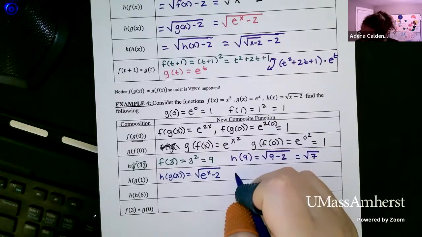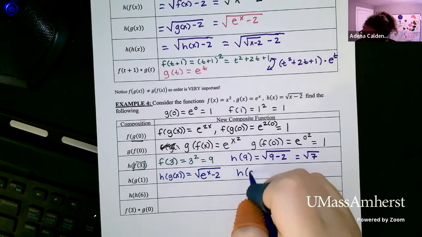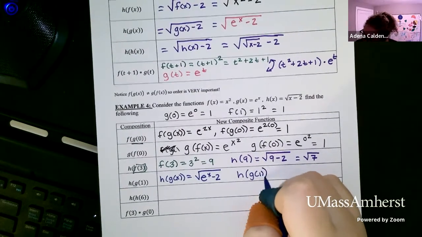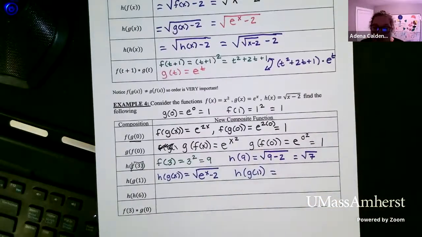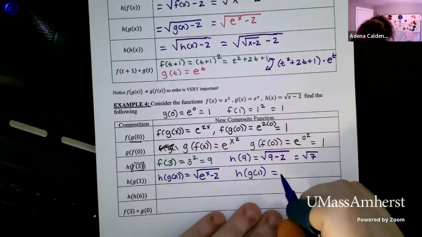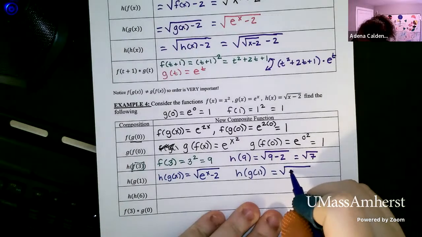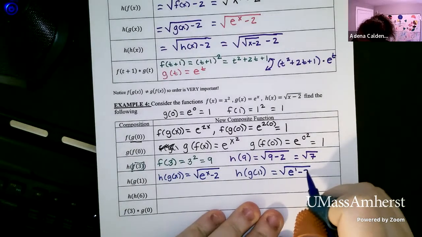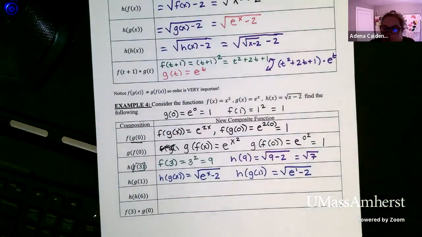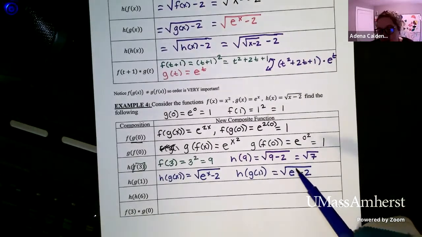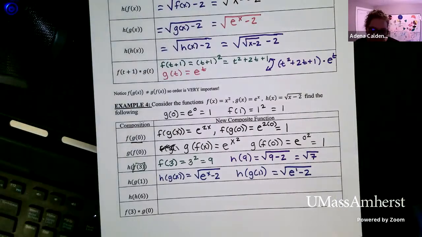Okay, so if we're going to plug in a 1, h of g of 1, we go ahead and plug in a 1 for the x value. So you have the square root of e to the 1 minus 2. Okay, we're going to leave it like that. You can write it as just e if you want, because anything to the 1 power is just itself. That means the same thing.